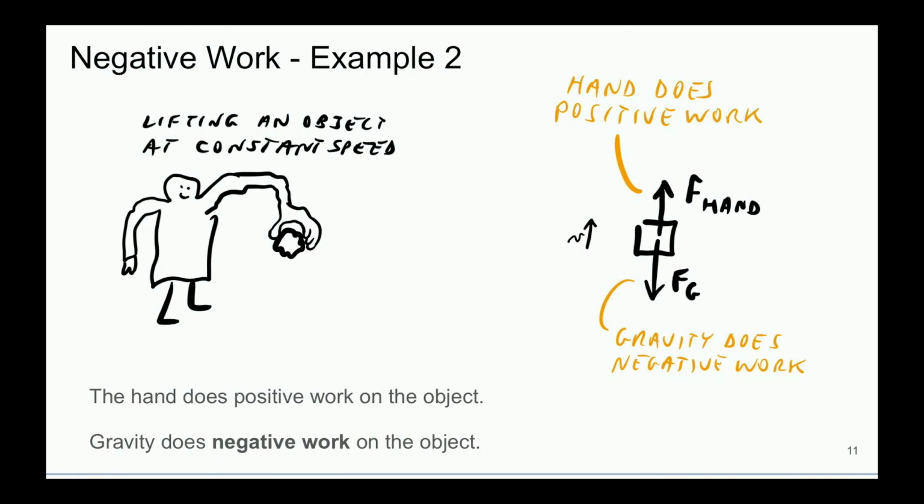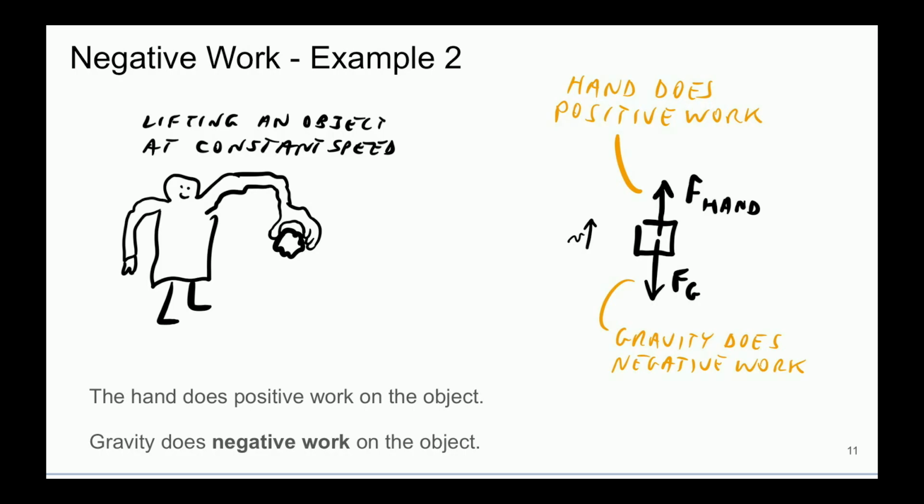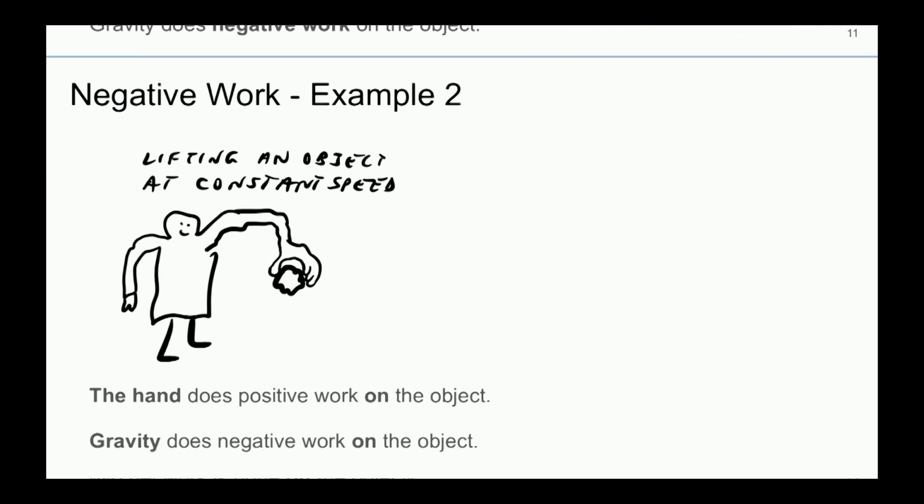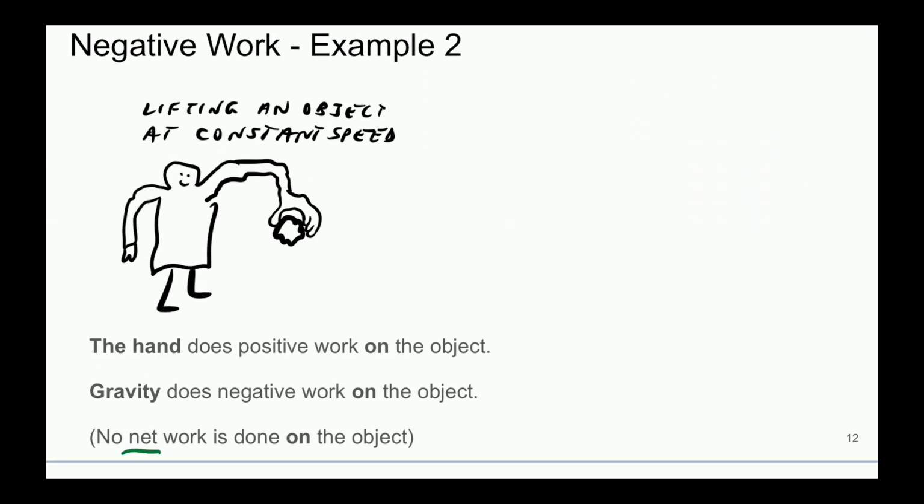Okay, here's another example. I'm going to lift an object at constant speed. I have this rock. I'm going to lift it at constant speed. Now, as I'm lifting it at constant speed, my hand is doing positive work, right? But if you look at the picture, you'll see that gravity is doing negative work, right? Because my displacement vector is going up, or my velocity is going up, another way of saying that. So gravity does negative work while I do positive work, and no net work is done. No net work is done on the object.